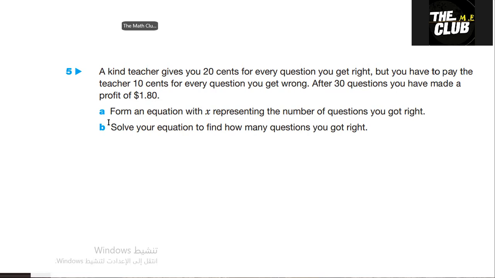Okay. So we take 20 cents for each question we get right. Let's say x is the number of questions you get right. And each time you answer right, you get 20 cents, which means 20x. Okay. And then you lose what? You lose, I'm sorry. Let me do this.